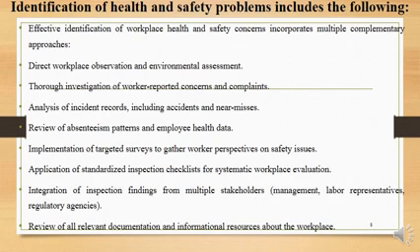So identification of health and safety problems includes the following: effective identification of workplace health and safety concerns incorporates multiple complementary approaches: direct workplace observation and environmental assessment, thorough investigation of worker-reported concerns and complaints, analysis of incident records including accidents and near misses, review of absenteeism patterns and employee health data, implementation of targeted surveys to gather worker perspective on safety issues, application of standardized inspection checklists for systematic workplace evaluation, integration of inspection findings from multiple stakeholders, management, labour representatives, regulatory agencies, review of all relevant documentation and information resources about the workplace.